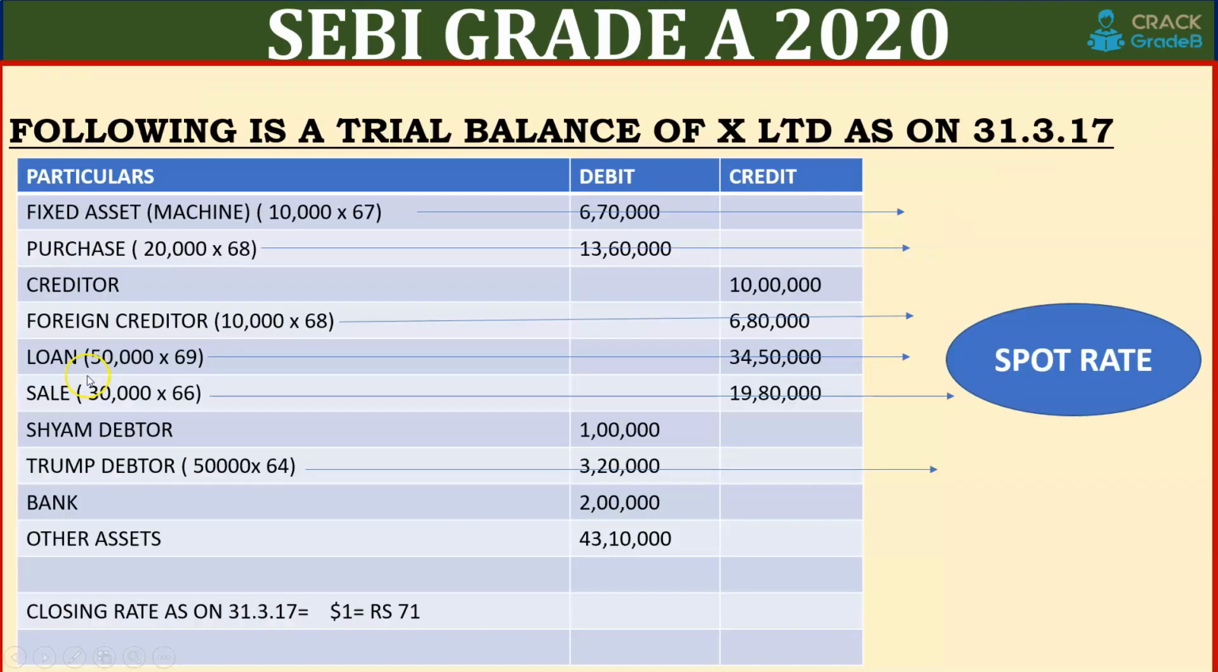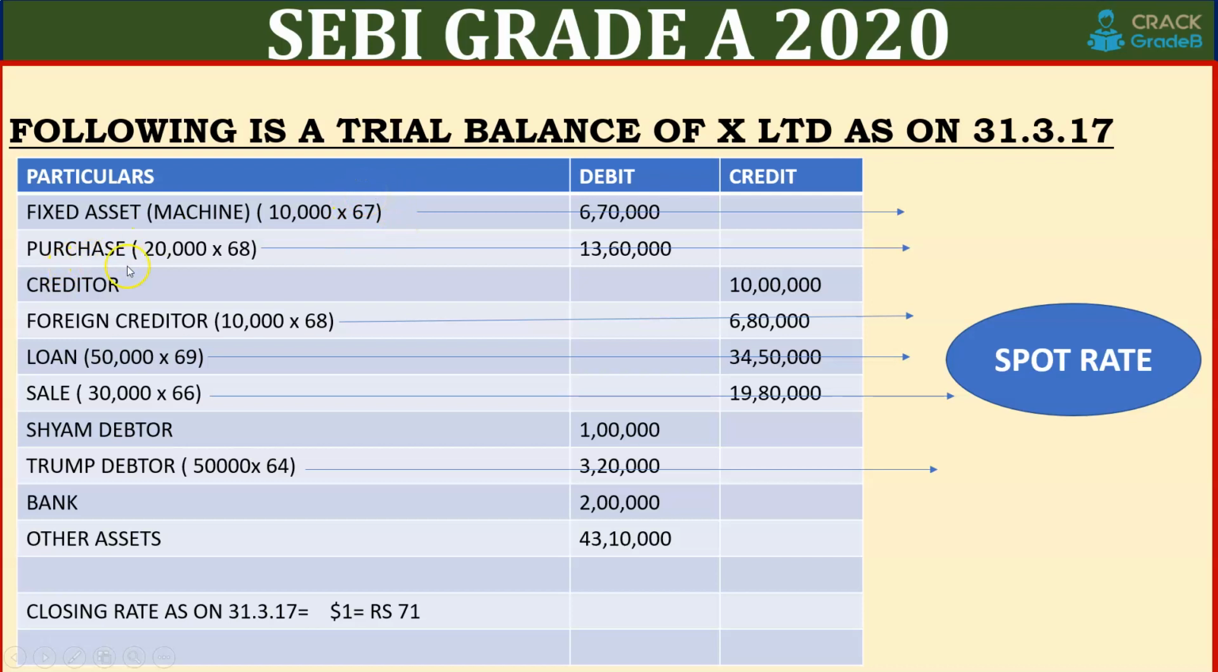Let us see this example first. Following is a trial balance of X Limited as on 31st March 2017. In between this year, there were several transactions that took place. Here you can see a fixed asset, a machine, was purchased on that date at 67 rupees per dollar.